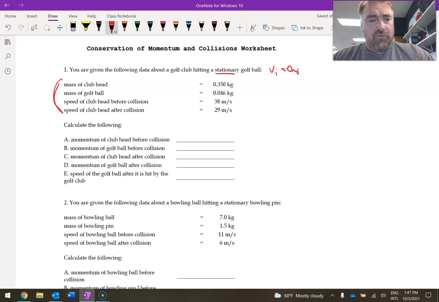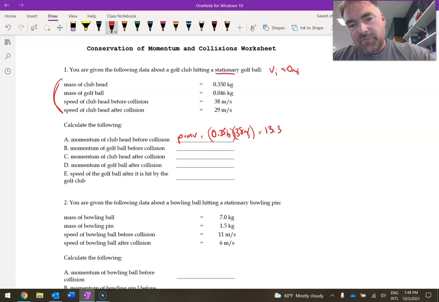Now, these are our unknowns. They want us to calculate the momentum of the club head before the collision. So we're just going to use momentum is equal to mass times velocity. We take the mass of 0.35 kilograms and multiply that by the velocity of 38 meters per second. And when we do that, we get roughly 13.3 kilogram meters per second.